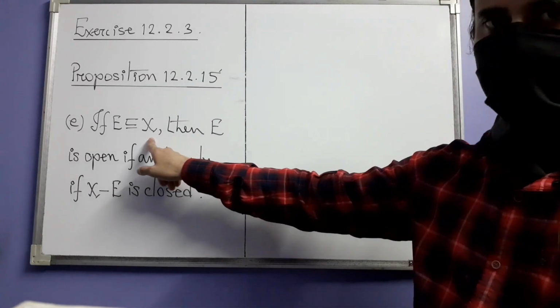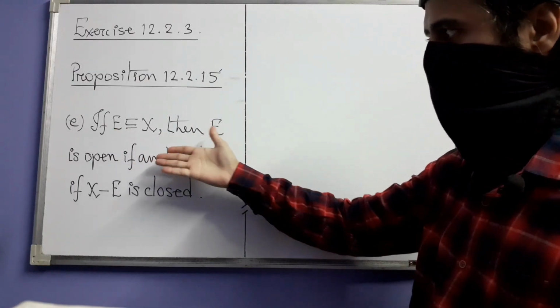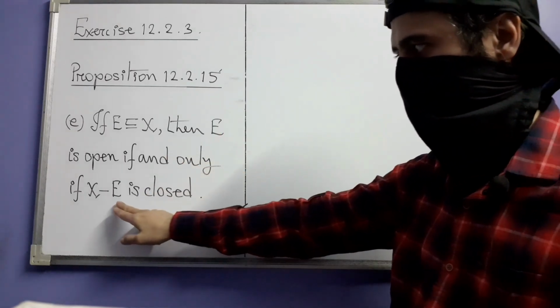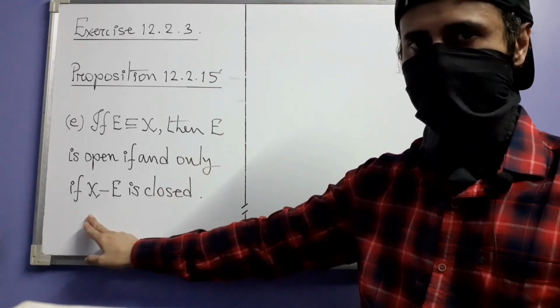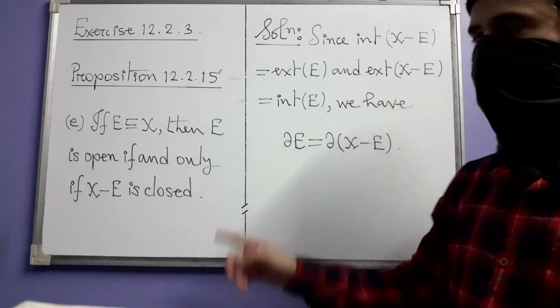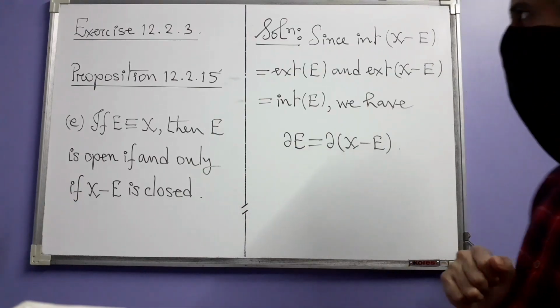X as usual is a metric space. Now if E is a subset of X, then this part tells us that E is open if and only if the complement of E in X is closed. We write solution in place of proof because we are solving an exercise.